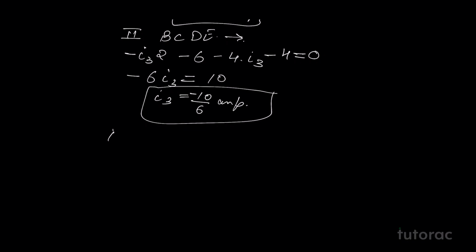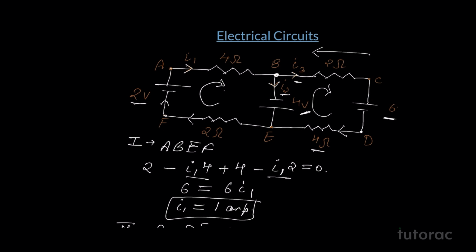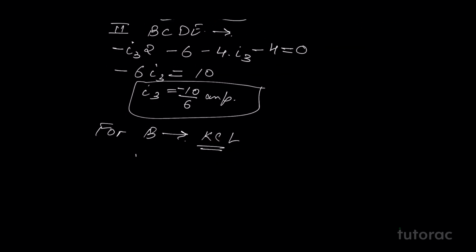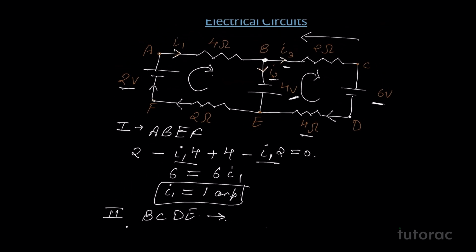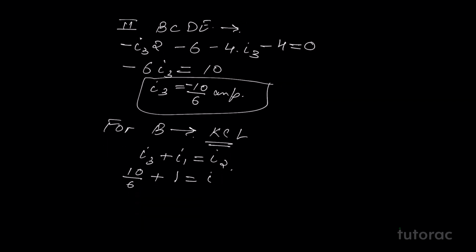So what I can write? For junction B, applying Kirchhoff's current law, KCL, what we'll get? I3 plus I1 is equals to I2. We know the value of I3, that is 10 by 6. Why I am not taking the negative sign? Because I already changed the direction. So I get 10 by 6 plus I1, which is 1, as we have calculated here, equals to I2. I2 we'll get 16 by 6 ampere.